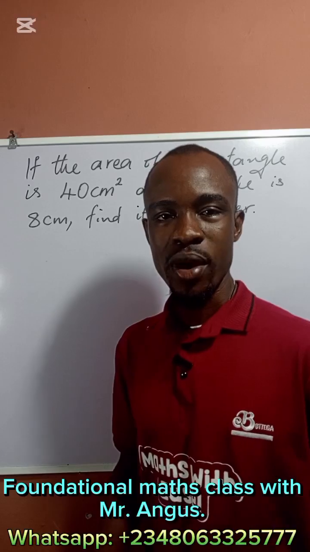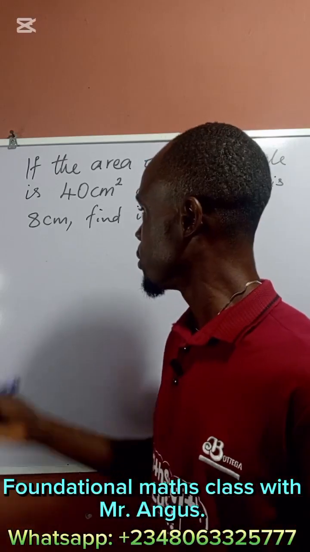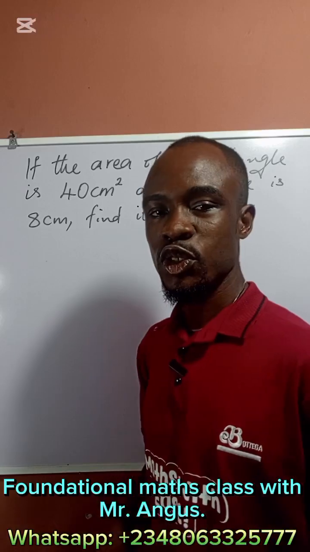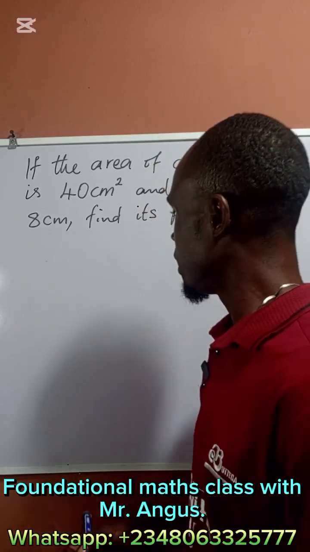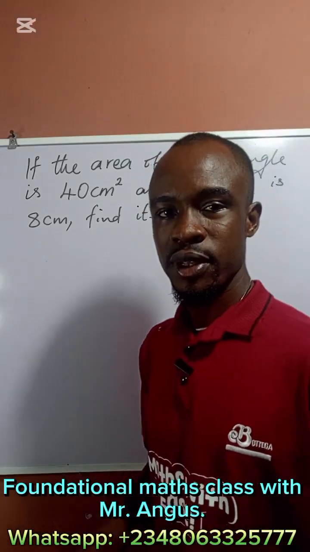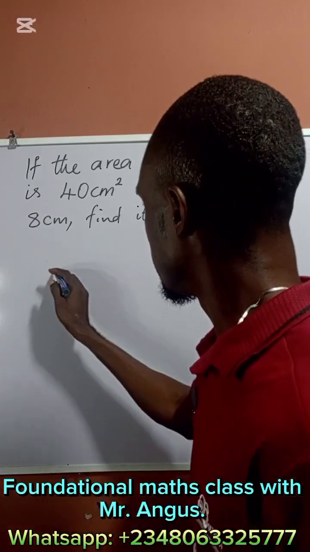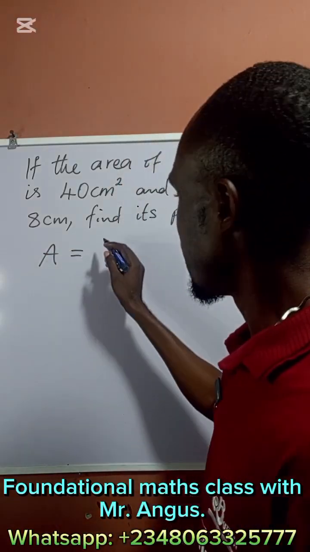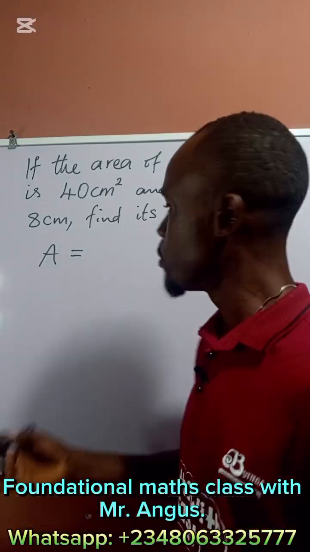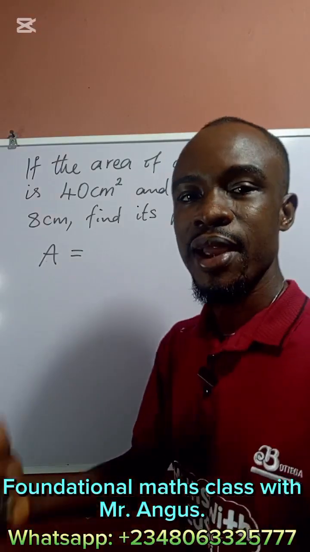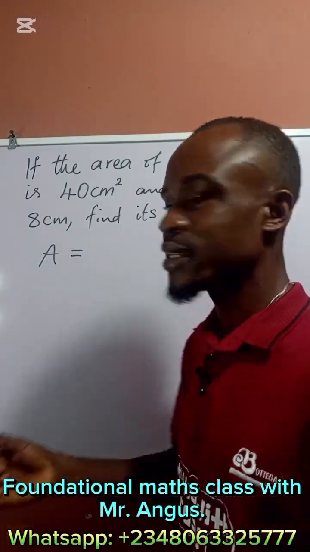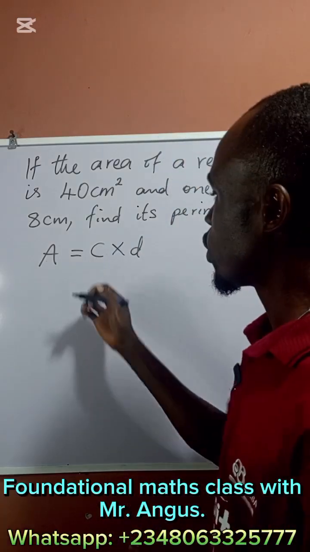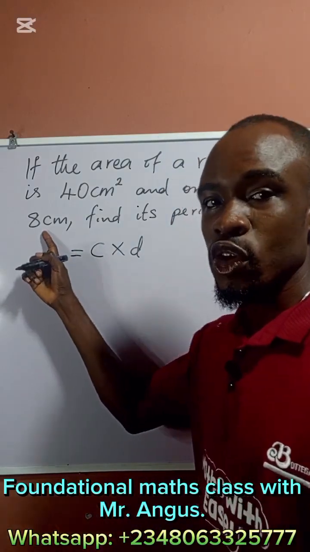So since we don't know whether it is the length or the breadth that has this 8 centimeters, I want us to make use of other letters to describe the length and the breadth. All right, from the formula we have that area of a rectangle is length times breadth. But in this particular case, I will be making use of C and D. That is C times D, since we don't know whether this is length or breadth.